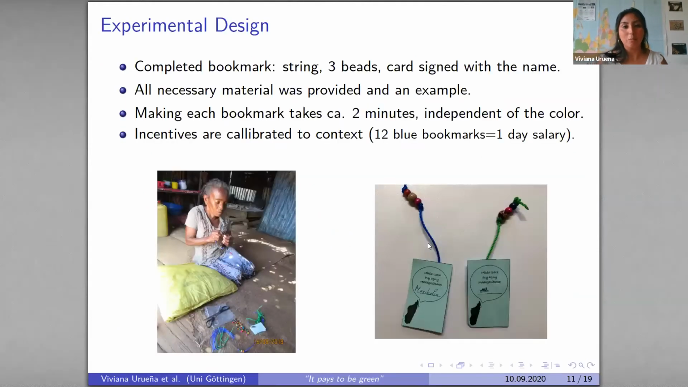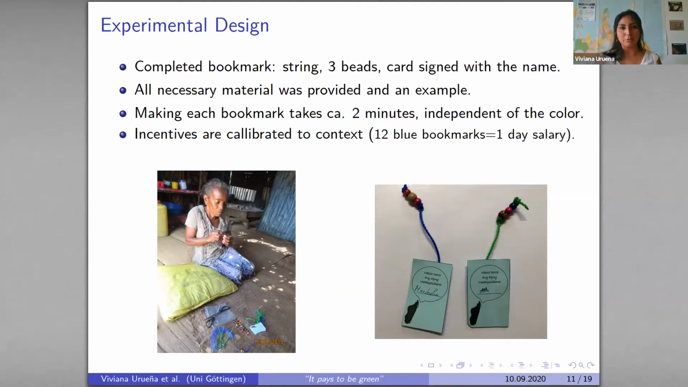So in case you are wondering how the bookmarks look, this is how a completed bookmark looks. It has a string, 3 beads on the top, and we also have a card sign with the name of the participant. It says in Malagasy, regards from Madagascar. And we added this so people would believe more that people in Germany would be likely to give money in exchange for this bookmark. So we did our best to make them very nice, and they were very happy to do it. We provided participants with all the material, and also taught them how to do it with an example, but it's very easy to make, as you see in the picture.